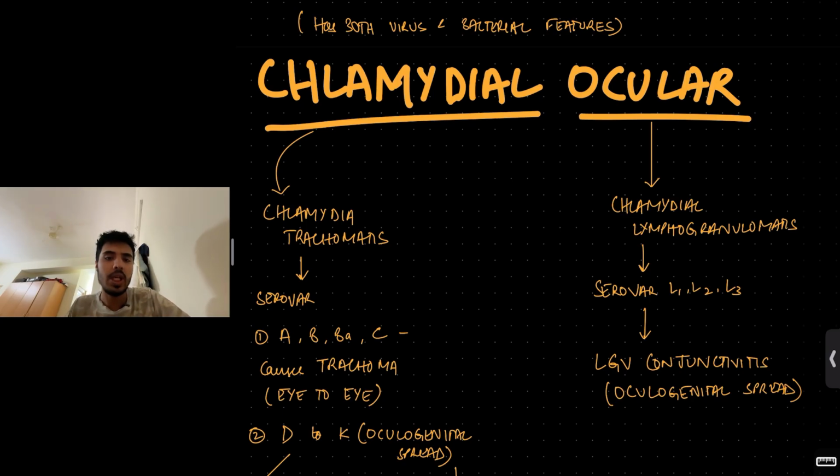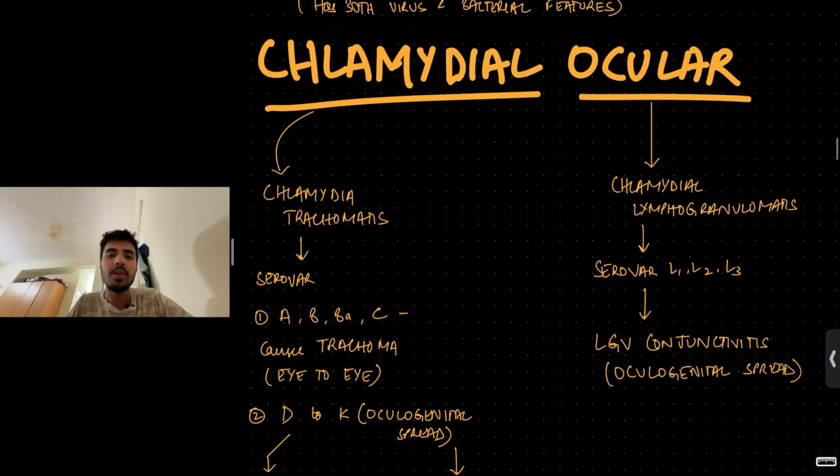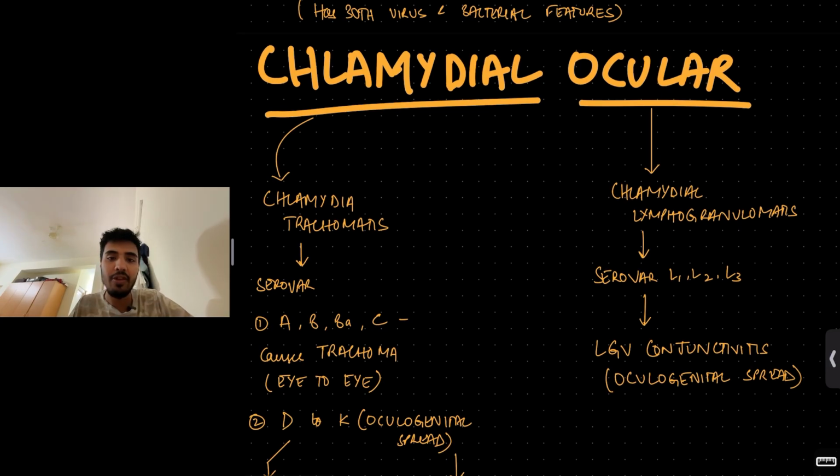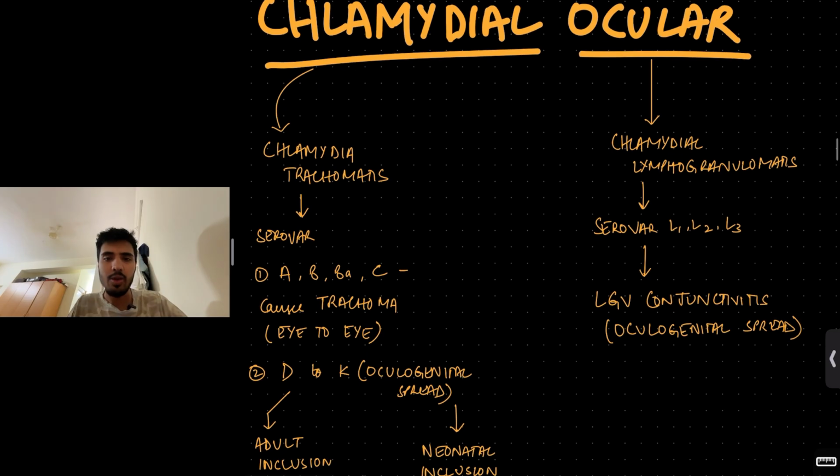Now, before we go to trachoma, we know it's a chlamydial lesion. So let's look at the etiology first of general chlamydial ocular lesions. See, chlamydia has both virus and bacterial features. That I leave to microbiology. Now, second year is over. We've come to third year.